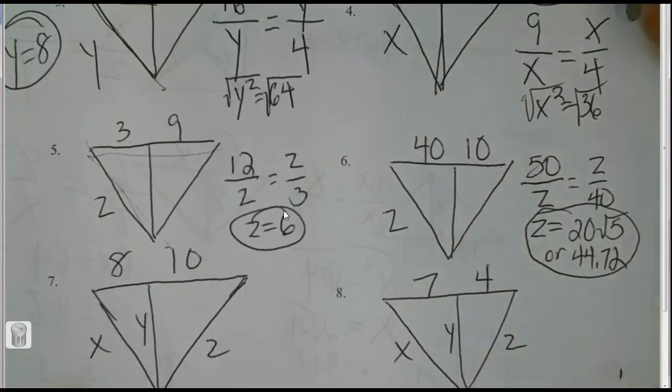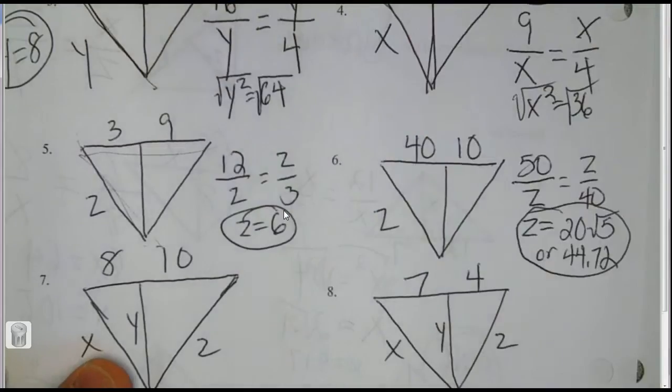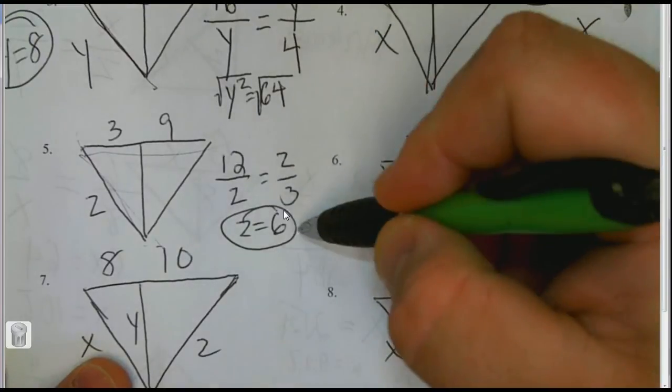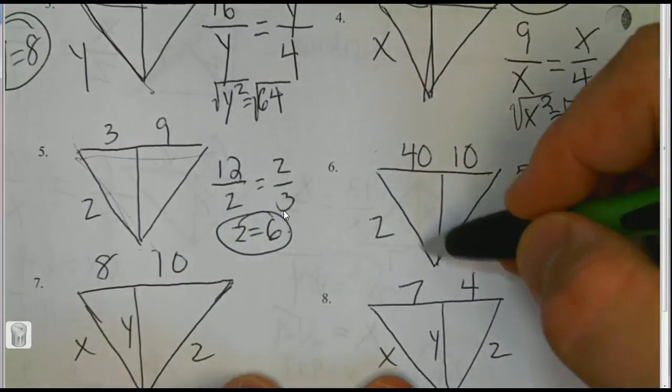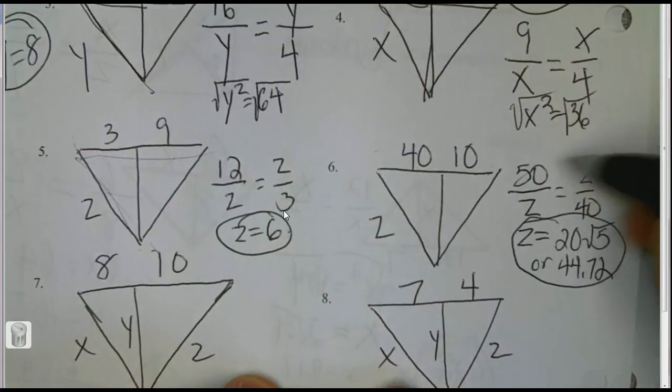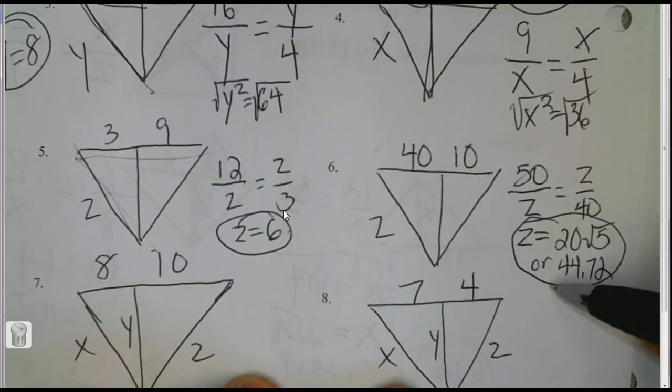Okay, so hopefully you took the time to set this up, and if you don't understand, I really want you to rewind the video and take a look at how I got this information. So I did 12 over Z, Z over 3. Cross multiplied, Z is equal to 6. 50 over Z, Z over 40. Cross multiplied, Z is equal to 20 times square root of 5, or 44.72.